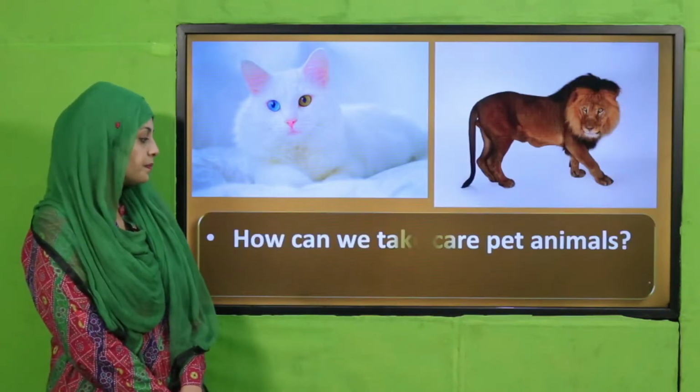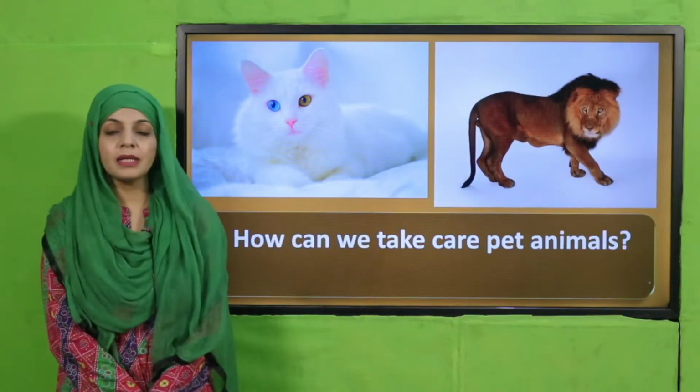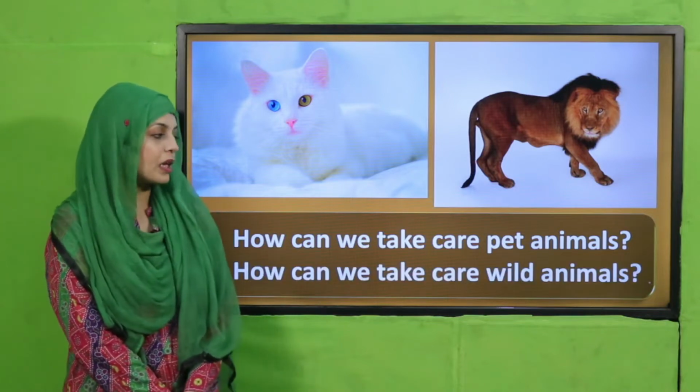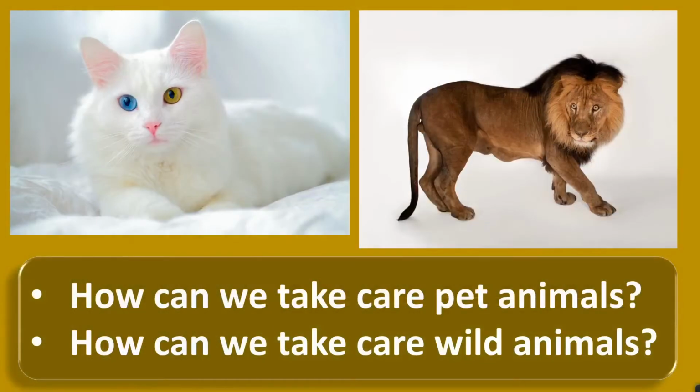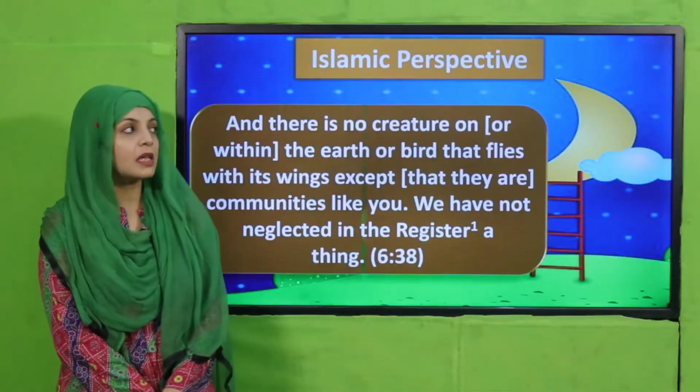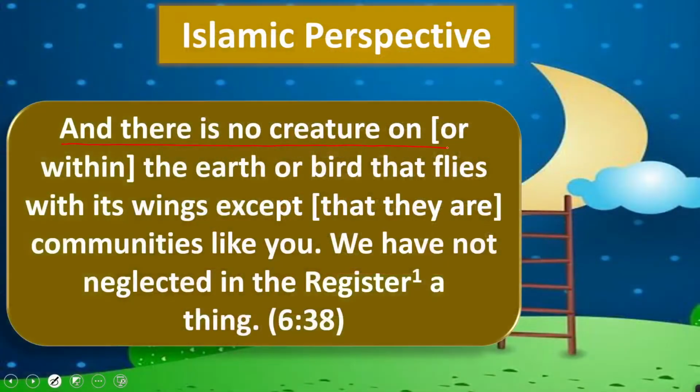So, quickly tell me, how can we take care of pet animals? Very good. Now, how can we take care of wild animals? Very nice. Now, let's move forward towards the Islamic perspective. There is no creature on the earth or bird that flies with its wings except communities like you, we have not neglected in the register a thing.